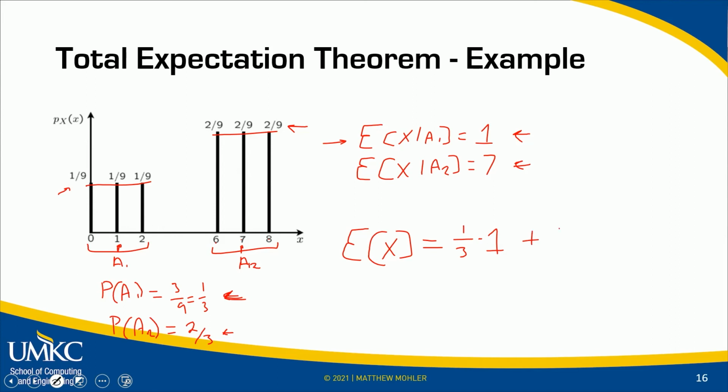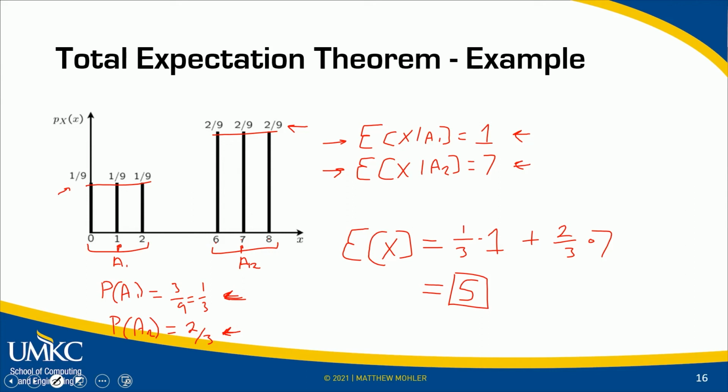plus 2/3, that is the probability of the event a sub 2, multiplied by 7. That is the expected value of the random variable x given the event a sub 2. Well, this is relatively trivial to solve. This is 1/3 plus 14/3, which is 15/3, or we can say that the expected value of x is just 5.